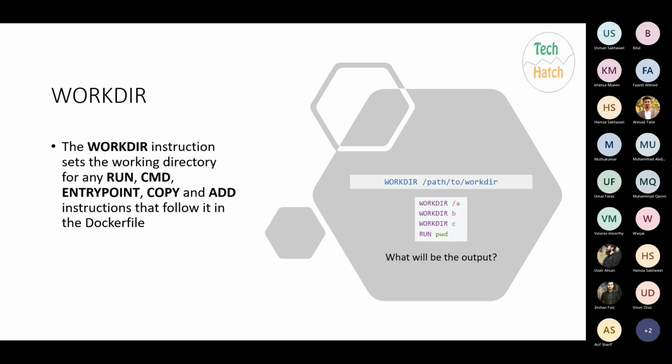The hint in this question is that the second work directory will be relative to the first work directory instruction. The third work directory instruction will be relative to the second work directory instruction. So what will be the result of this particular instruction?